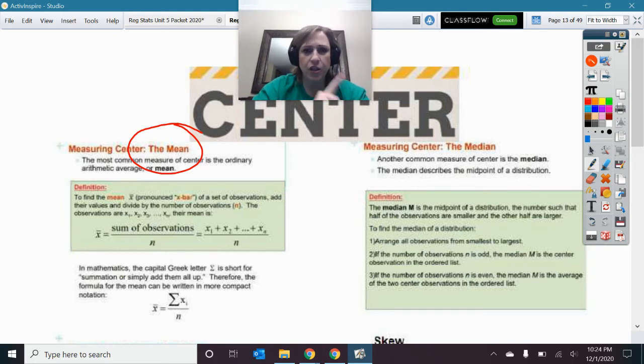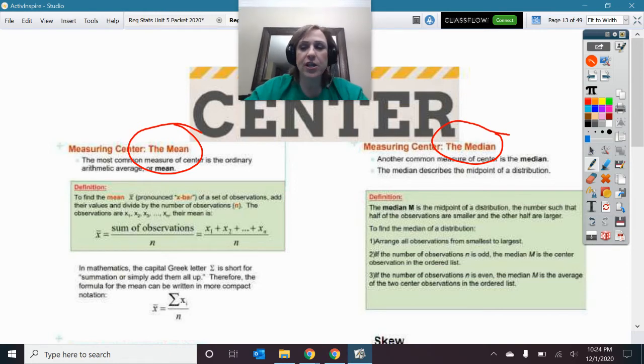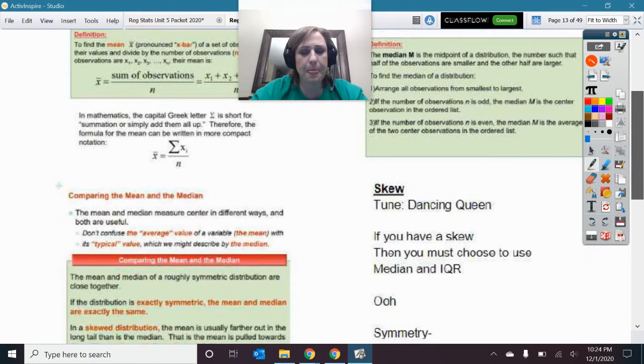The mean, you know that mean. And then the median, put them all in order and find the one in the middle. All right, so those are our two main measures of center, telling me where the data is centrally located, okay?